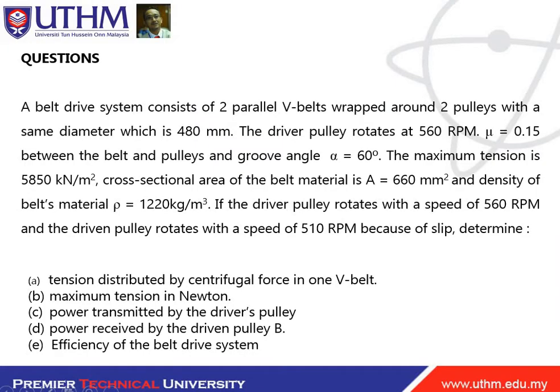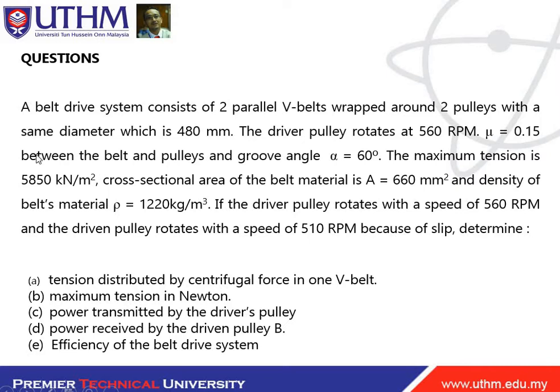The question is: a belt drive system consists of two parallel V-belts. So there are two units of belt wrapped around two pulleys. The pulleys have the same diameter, 480 mm. The input pulley, pulley A, runs at 560 rpm, with a coefficient of friction of 0.15. The groove angle is stated as 60 degrees. Maximum tension is given as 5850 kilonewton per meter squared.